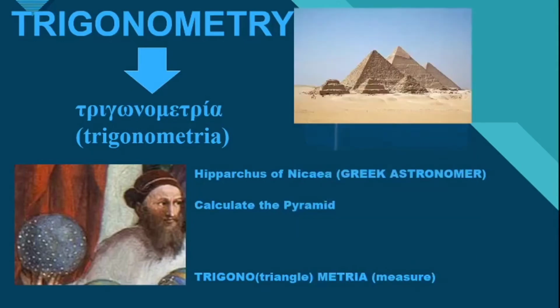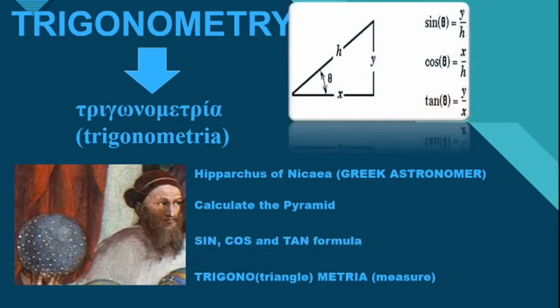This happened when a group of astronomers from Greece wanted to calculate the pyramid. They wanted to know the height of the pyramid, width, and the volume. So they did a lot of research, and after a lot of research, they found the formula of sin, cos, and tan. That's the first formula of trigonometry.